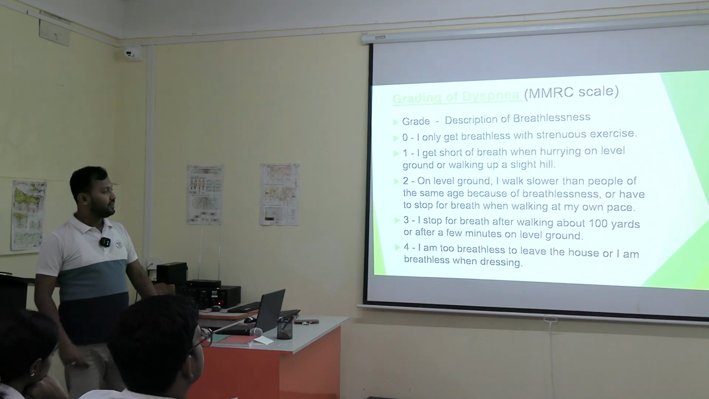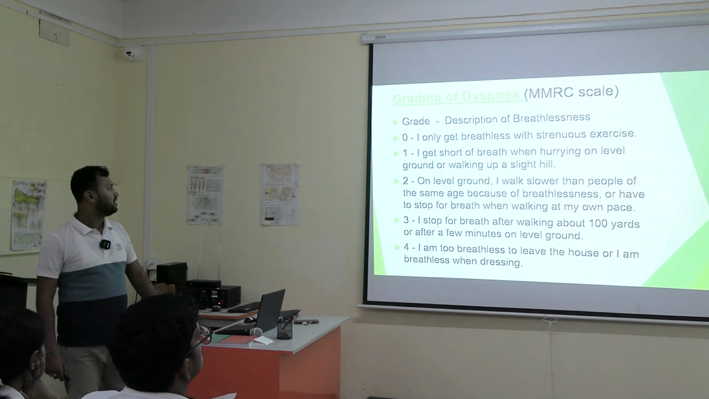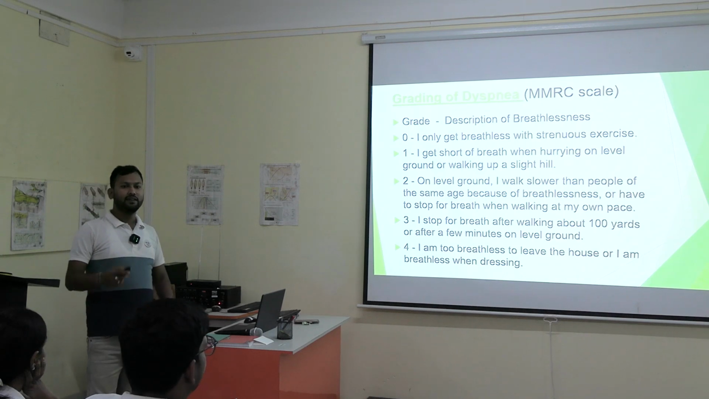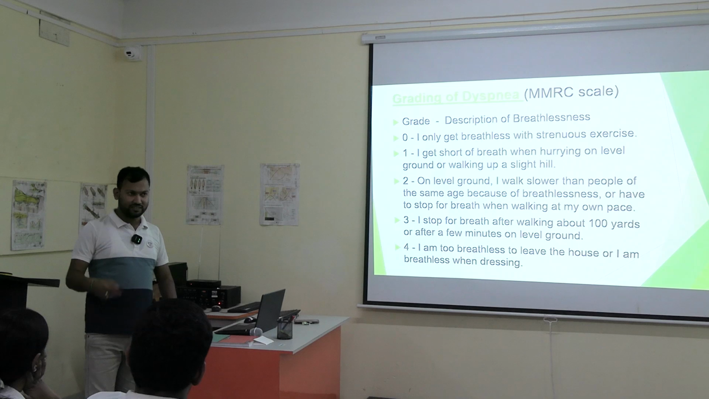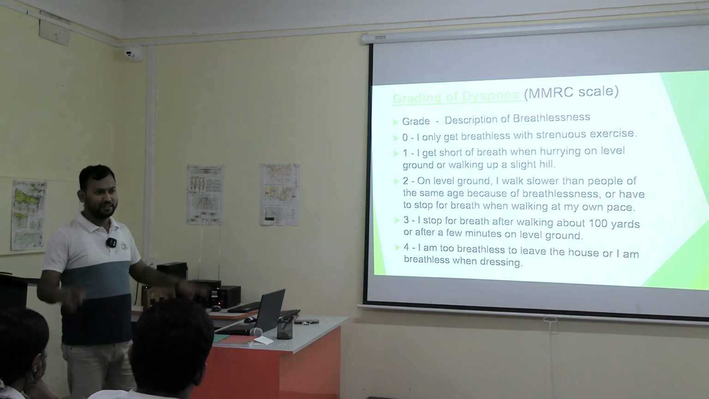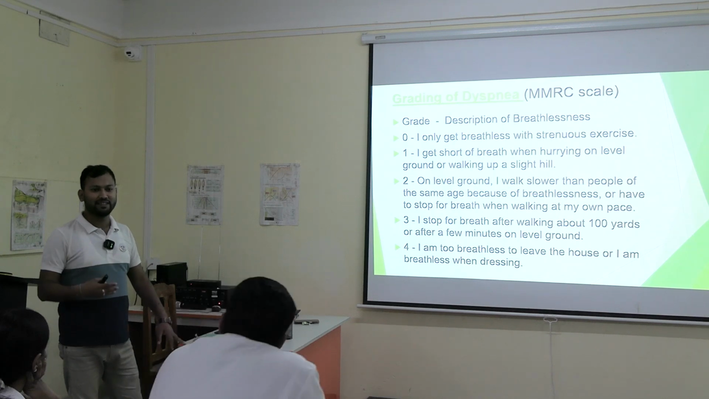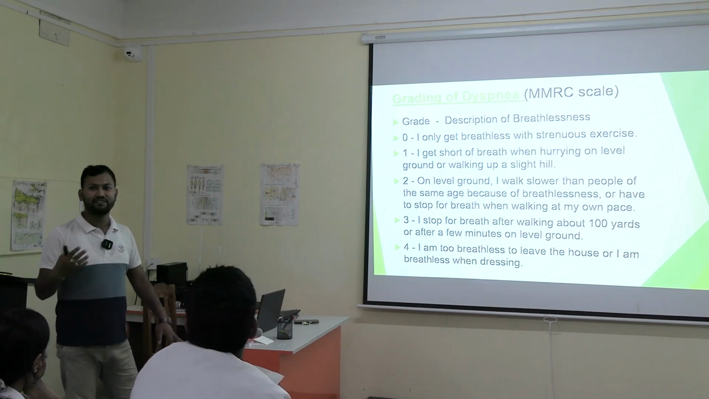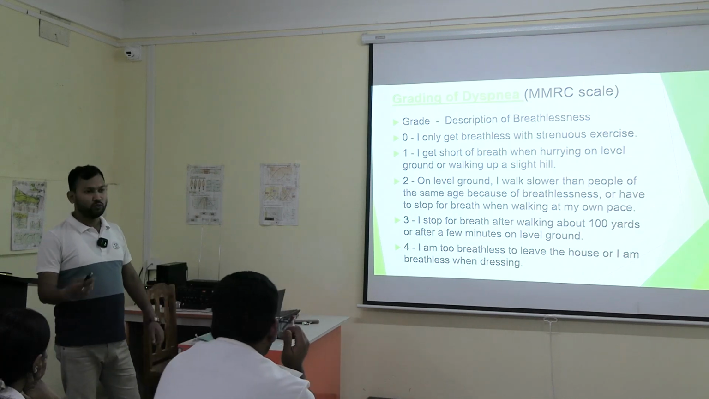Then grade 2, on level ground, I walk slower than people of the same age because of breathlessness, or I have to stop for breath when walking at my own pace. Like for the same age group, someone of 20 or 25 years of age, five people are walking, and one person always feels more breathing difficulty in comparison to others. He is finding it difficult to keep pace with others. So that is grade 2.